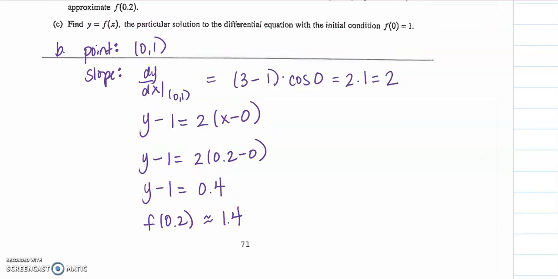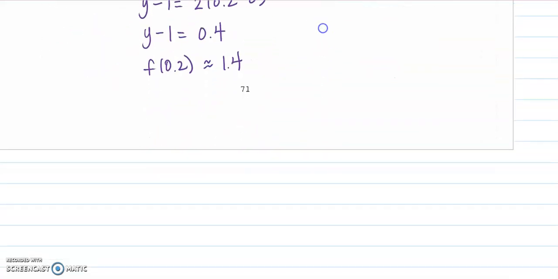Part C says find y equals f(x), the particular solution to the differential equation, with the initial condition f(0) equals 1. So that particular solution means y. They've given us the slope dy/dx, and now we need to go backwards and figure out what the y function is. So that means some integrals are going to have to happen because you're going in the backwards direction.